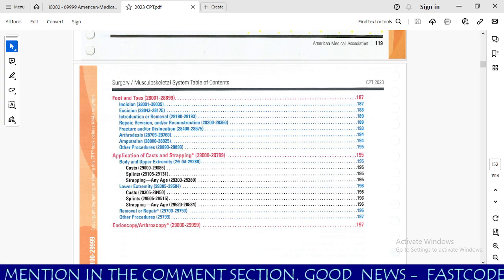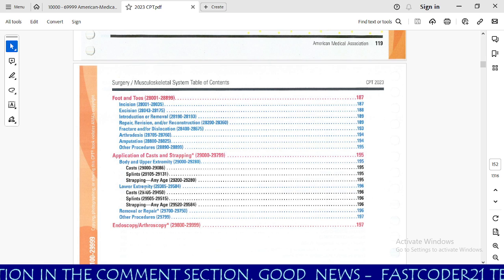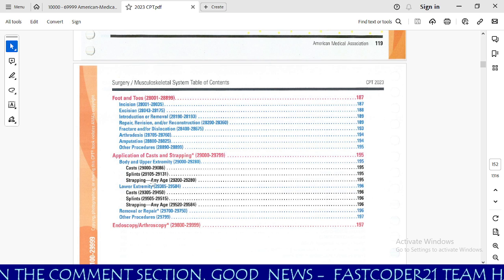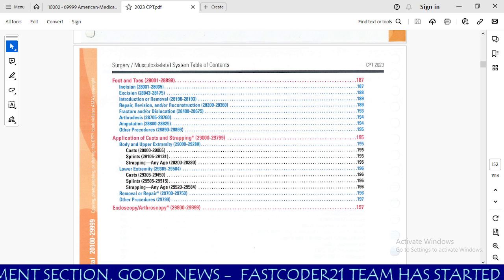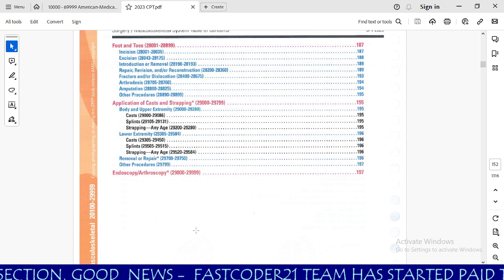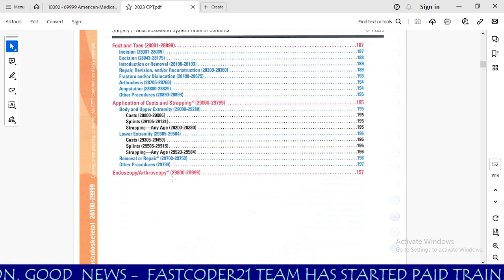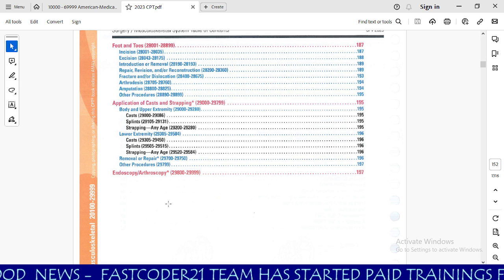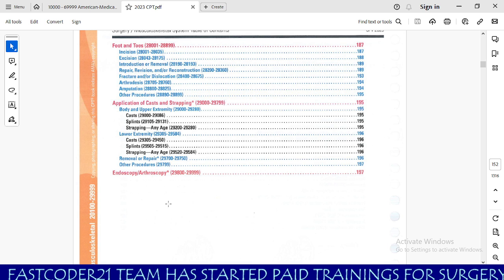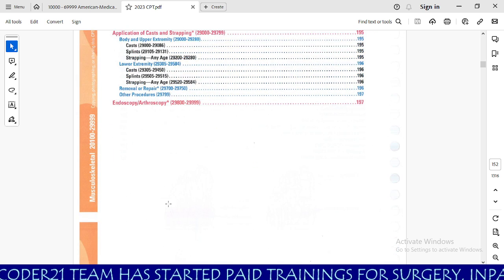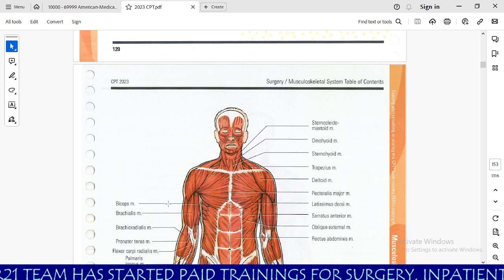Next, application of cast and strappings. Here these are for body and upper extremity, these are for lower extremity. Then we have removal and repair of application of cast and other procedures. Next we have endoscopy or arthroscopy. You need to remember that arthroscopy is also one type of endoscopy. Okay. So here we will complete this index. Now we will learn each and every code.